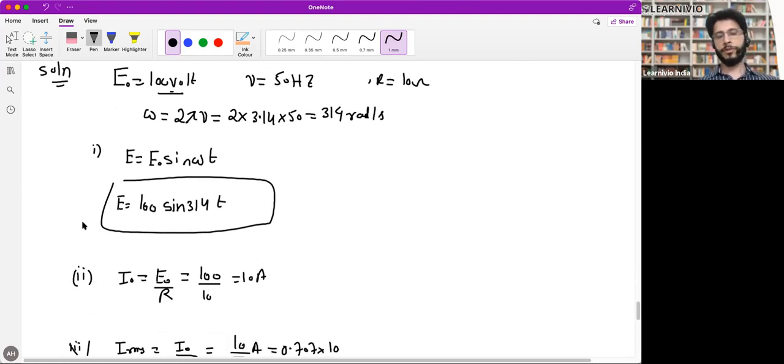Now I hope after these 3 questions, these basic concepts are clear. We'll start other circuits, like circuits having capacitors, circuits having inductors.